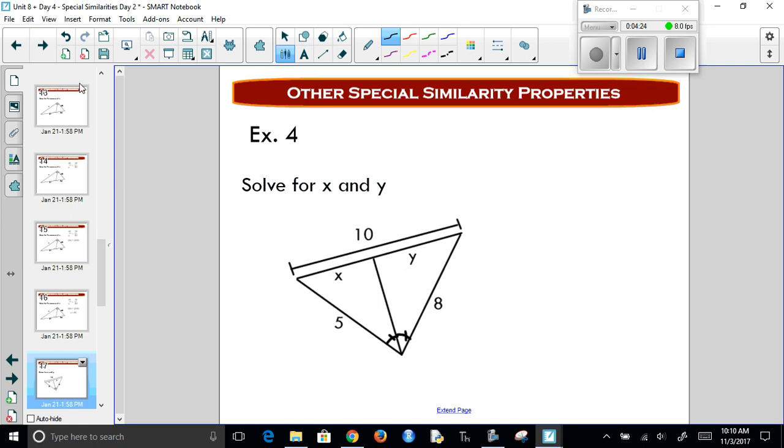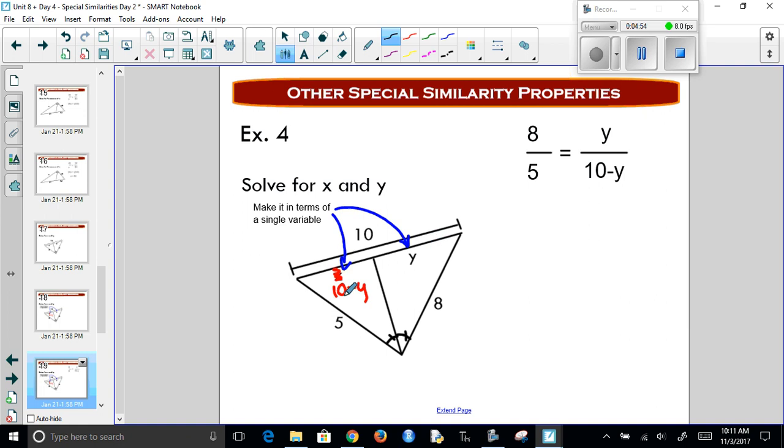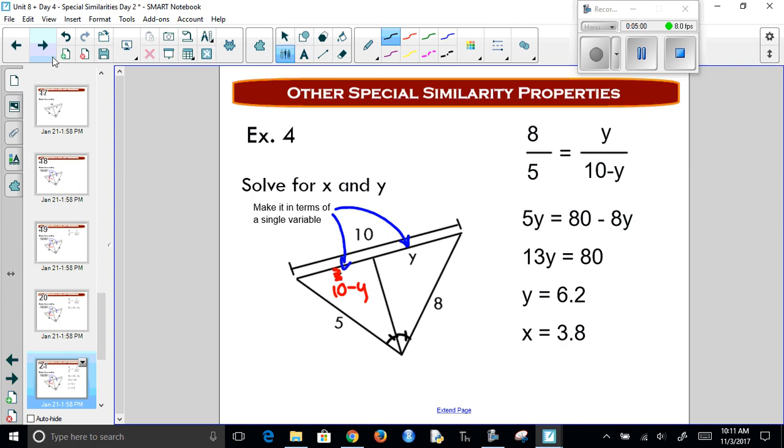This one, there's both an x and a y, and what most people do is 5 over x equals 8 over y, and you can't solve it. But there's this lurking 10. We've got to figure out what we can do. If this whole thing is 10, and this section is y, we can say this side, you can just scratch out the x, and that's going to be 10 minus y. So now we have both of them in terms of y, so now I can set up the ratio. 8 over 5 is equal to y over 10 minus y. Cross multiply, and then put our values together. And once we find y, we just plug it back in and take 10 minus that to get our x value.